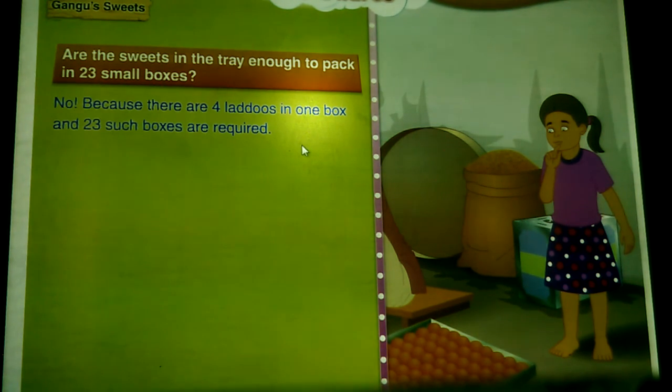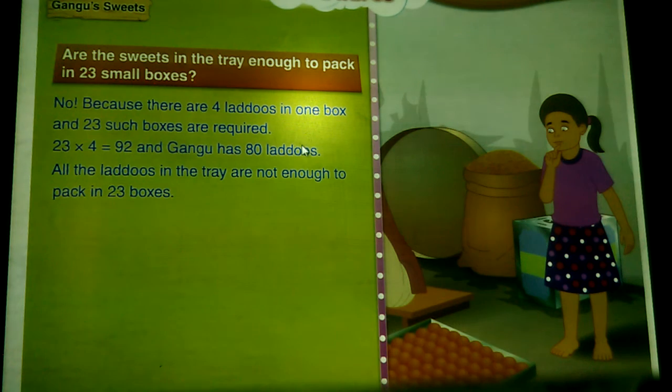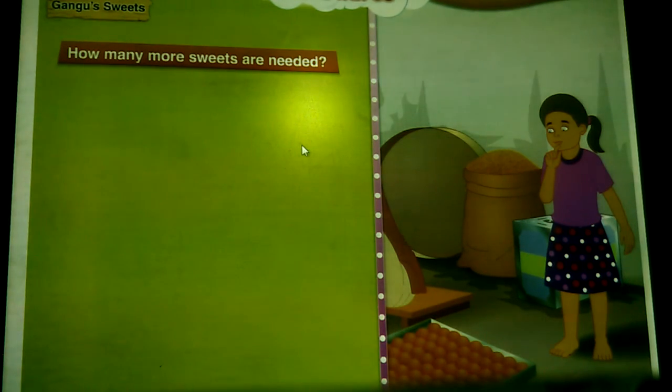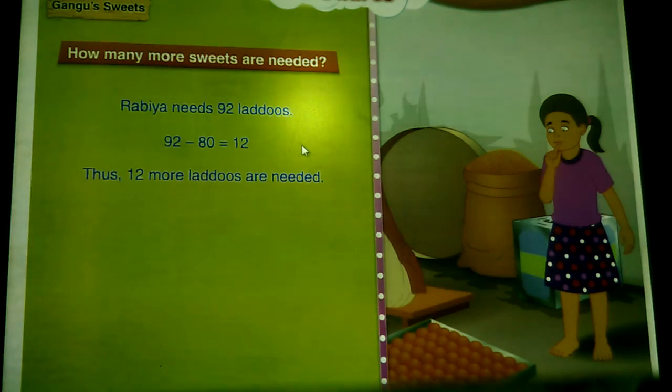No, because there are 4 laddus in one box and 23 such boxes are required. That is, 23 into 4 is equal to 92. And Gangu has 80 laddus. Therefore, all the laddus in the tray are not enough to pack in 23 boxes. How many more sweets are needed? Rabia needs 92 laddus. Therefore, 92 minus 80 is equal to 12. Thus, 12 more laddus are needed.